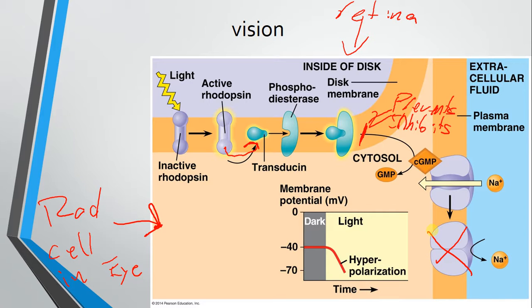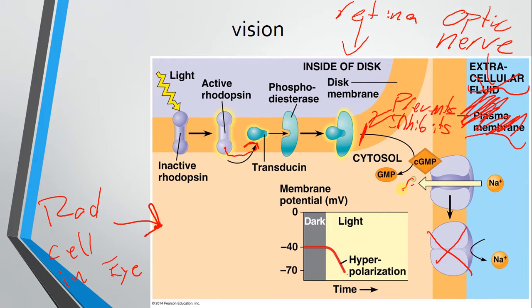Which then hyperpolarizes the cell and leads to the absence of an action potential, leading to a message being sent through your optic nerve to your brain, to the visual cortex in the back. So there's our optic nerve. This secondary messenger pathway, these chemical messengers, can actually cause you to see.